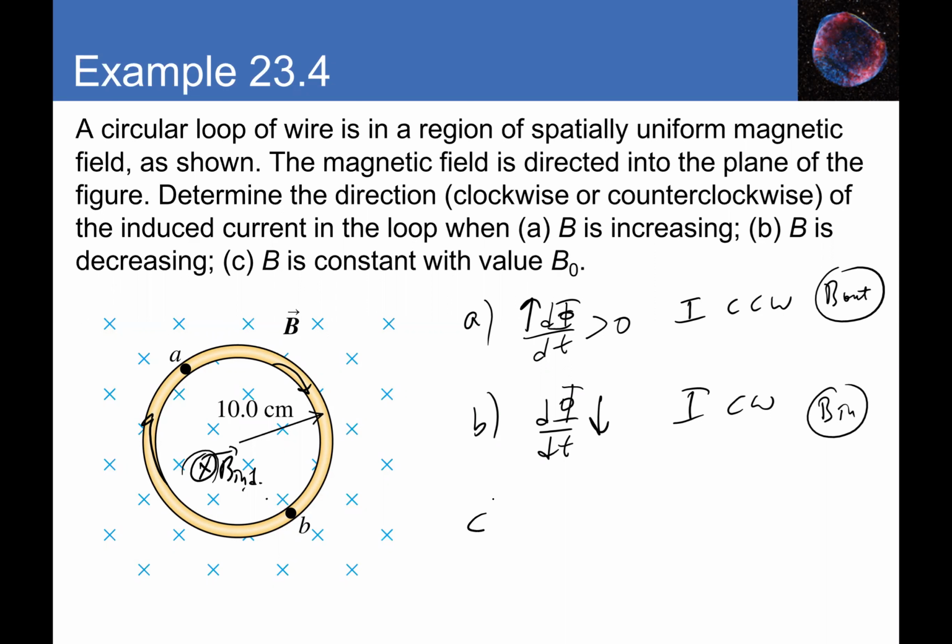All right, so then for part C, it says, what if the magnetic field is constant, doesn't change? Well, that means the change in flux over time here is 0, which means EMF is 0, which means current here is 0. That means no induced current or EMF.